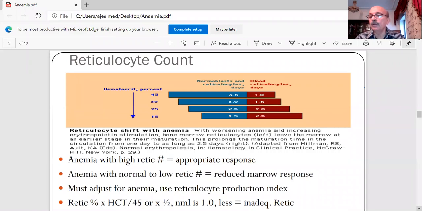If the response of the bone marrow is inappropriate, i.e., the bone marrow is not responding, the reticulocyte count is probably 1% or 0.8%, and the anemia is severe, then you have to investigate the bone marrow itself by doing a bone marrow aspirate, a bone marrow biopsy, and by looking at the erythropoietin as well.